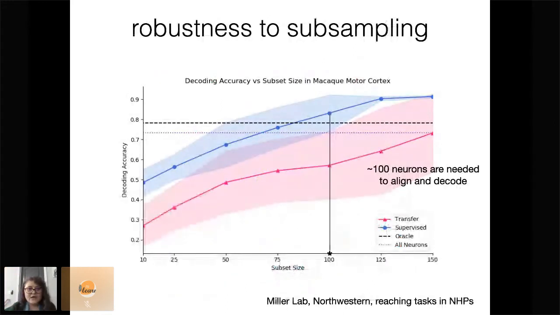This is showing that this is robust to subsampling. Within the macaque motor cortex, we find that, even though we have 150 neurons, we don't actually need that many to be able to decode reliably. And in some cases, when good subsets of neurons are selected, then you can do a lot better. And so maybe we can use Carson's method to find the good sets of neurons.